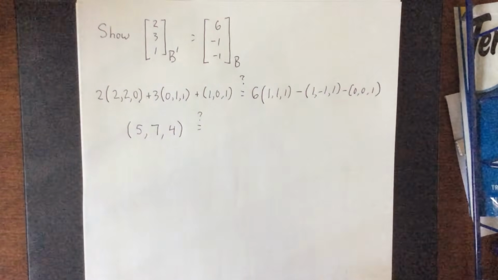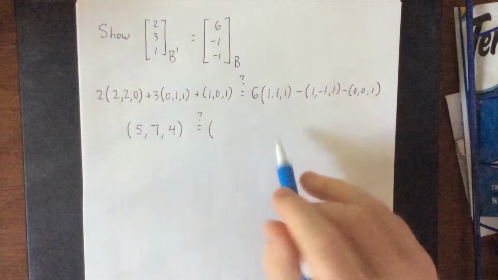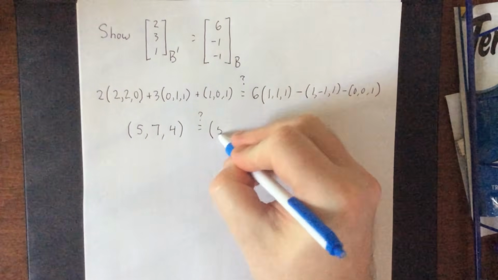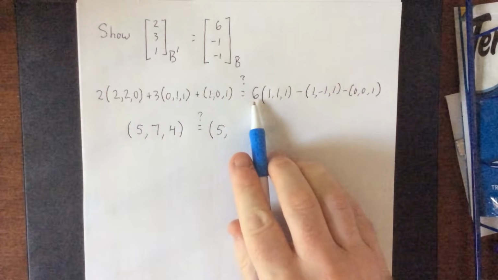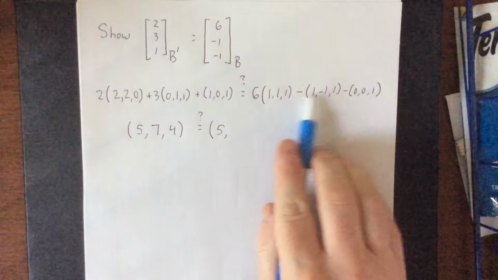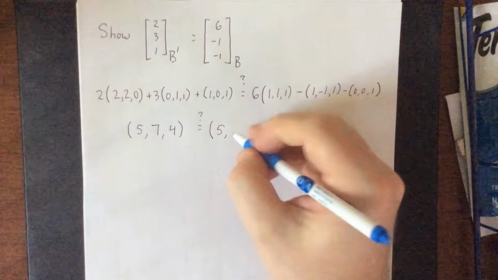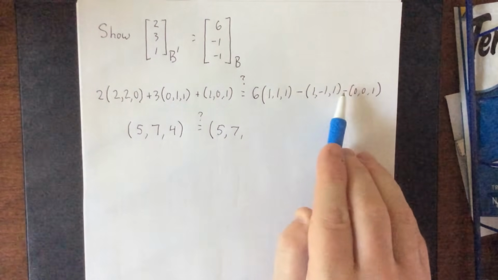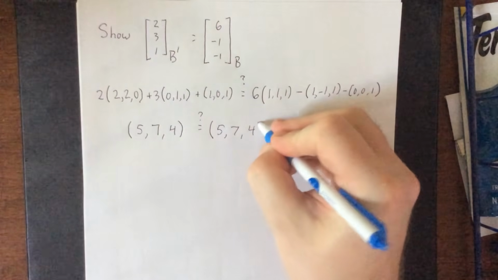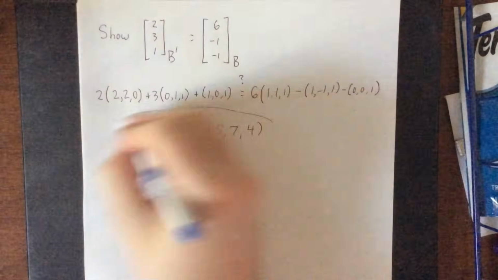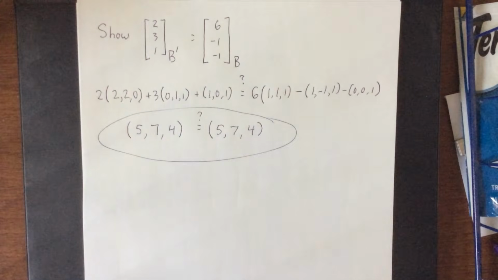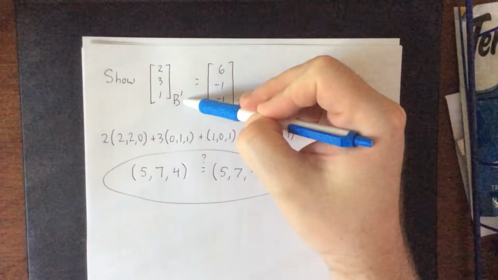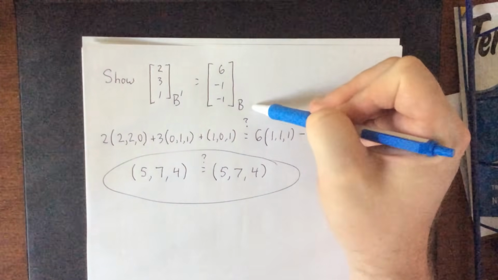And we'll do the same thing on the right-hand side of the equation for the first component. 6 times 1 minus 0. That'll be 5. For the second component, 6 times 1 minus negative 1 minus 0. And finally, 6 times 1 minus 1 minus 1 is 4. That verifies that our answer is correct. So 2, 3, 1 relative to the basis B prime is the same as 6, negative 1, negative 1 relative to the basis B.